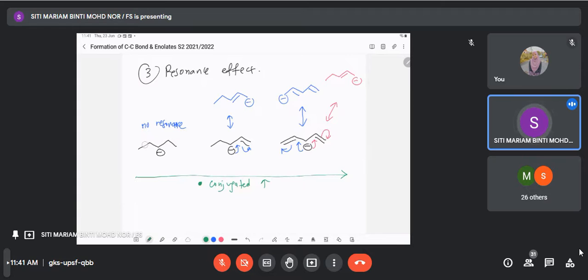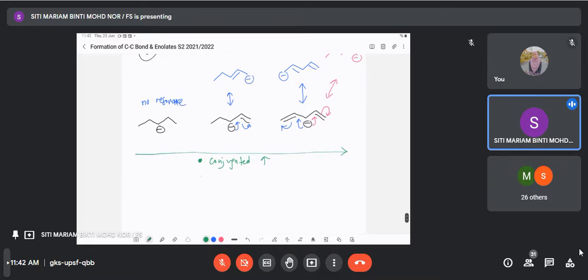Structure on your left, no conjugated system at all. Structure in the middle, you have some part of the structure with conjugated system, and then the structure on your right, fully conjugated system. So from left to right, the conjugated system increases in the structure, meaning if you have more conjugated system, you have more electron delocalization.